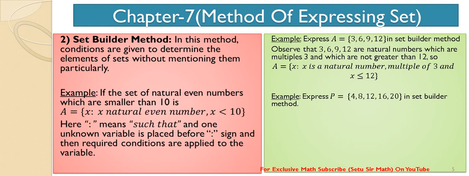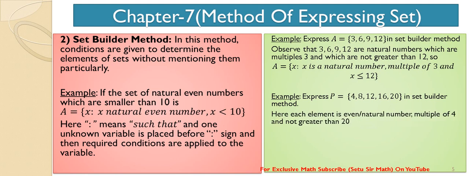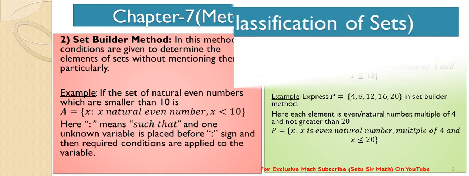Again an example: express P = {4, 8, 12, 16, 20} in set-builder method. As you can see here, each element is an even natural number. Every number is a multiple of 4 and not greater than 20. That means not more than 20. So we can write: x is an even natural number, multiple of 4, and x ≤ 20. I think this will be very clear to you now.